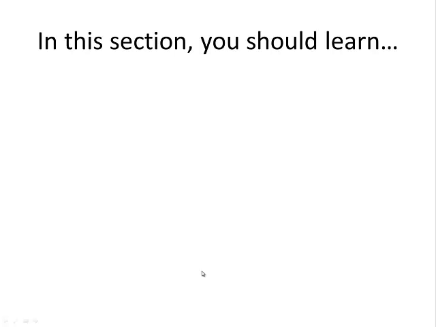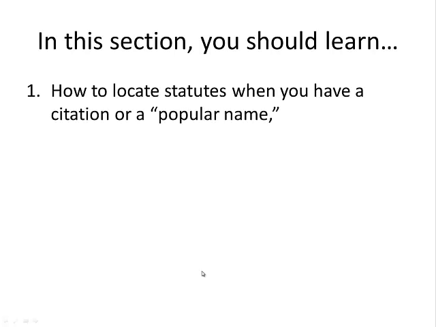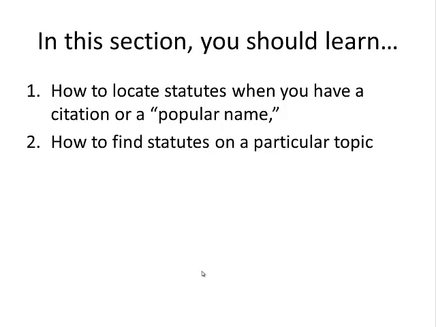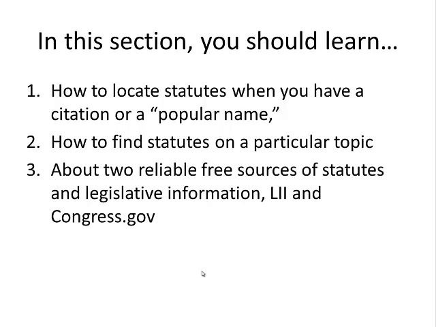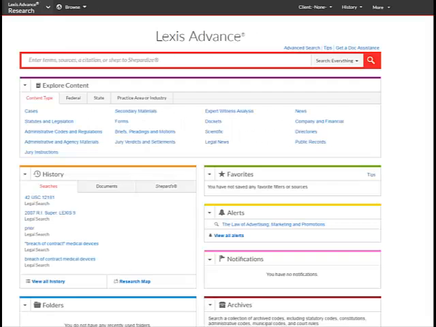In this section, you should learn how to locate statutes when you have a citation or a popular name. As we'll discuss later, popular names are the names by which laws are commonly known, things like Americans with Disabilities Act or Obamacare. How to find statutes on a particular topic. And finally, you will learn about two reliable free sources of statutes and legislative information, LII, the Legal Information Institute, and Congress.gov. Let's start by retrieving a statute by citation.